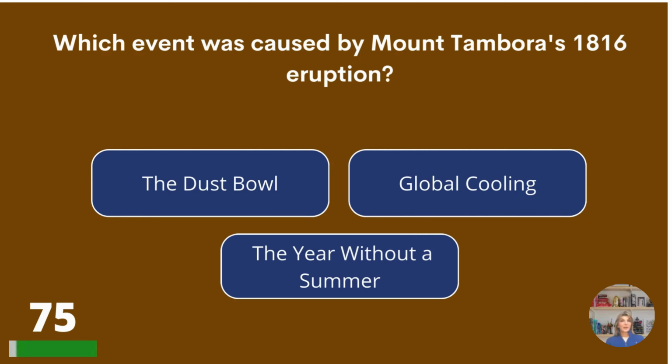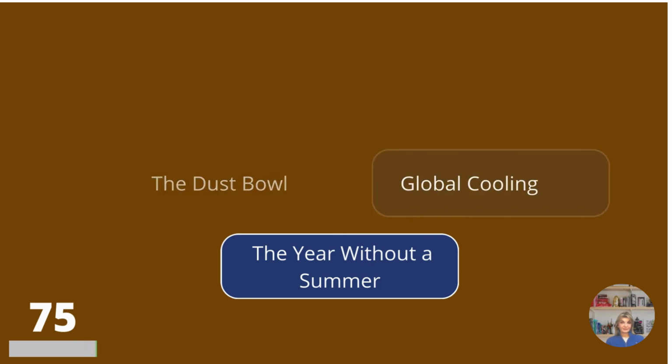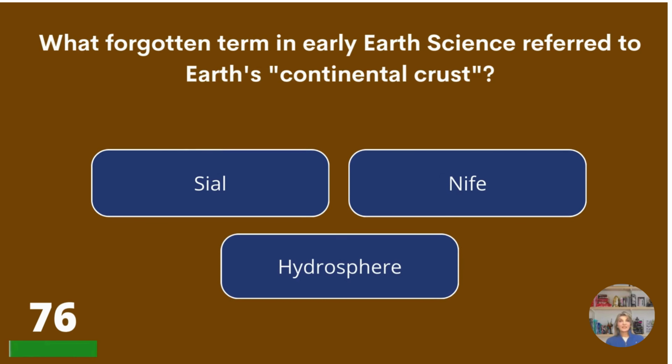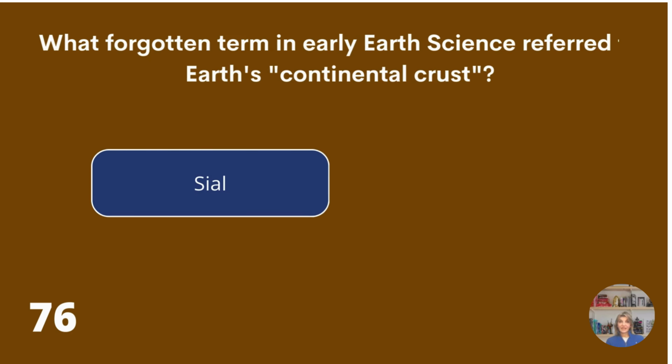Which event was caused by Mount Tambora's 1816 eruption? The Dust Bowl, global cooling, or the year without a summer? The year without a summer. What forgotten term in early Earth science referred to Earth's continental crust? Thiol, knife, or hydrosphere? Thiol.